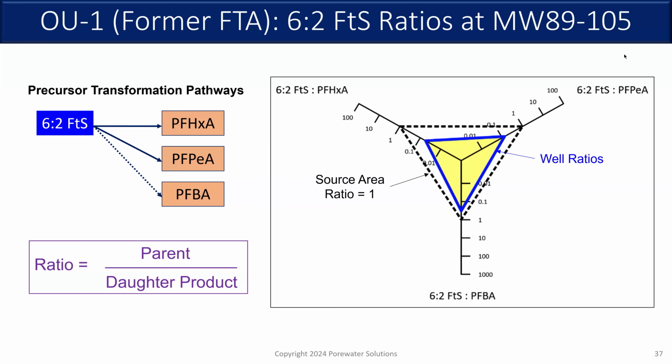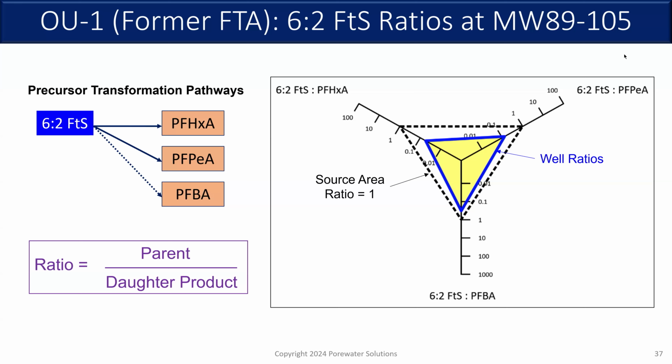So plotting this on a radial diagram, we've got three axes, and you see all three axes have the same precursor on the top of the ratio. That's the parent species 6,2-FTS. And the daughter products are all on the bottom of the ratio. And if you think about it, if 6,2-FTS is biodegrading, that's the parent species, its concentrations are decreasing along a flow path. And if the daughter products are increasing, both those things mean that the ratio will decrease along a flow path when this transformation is occurring.